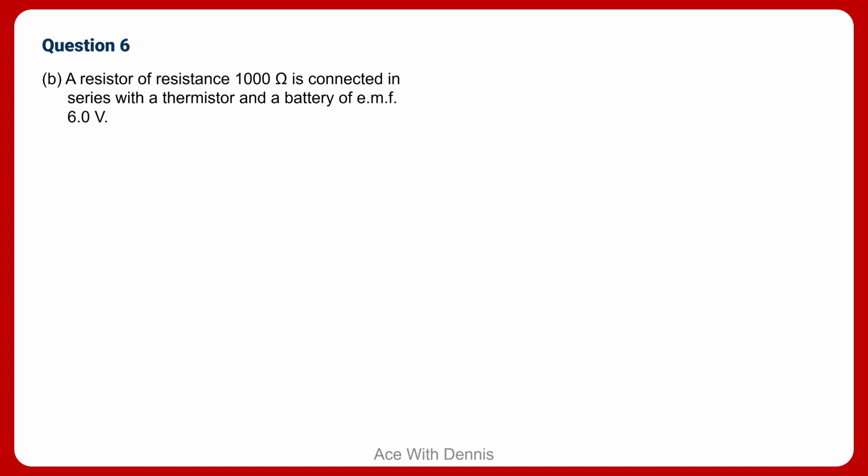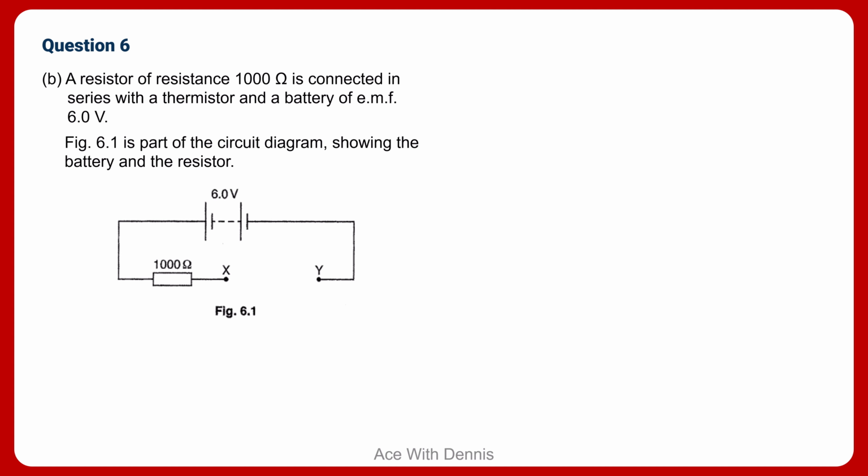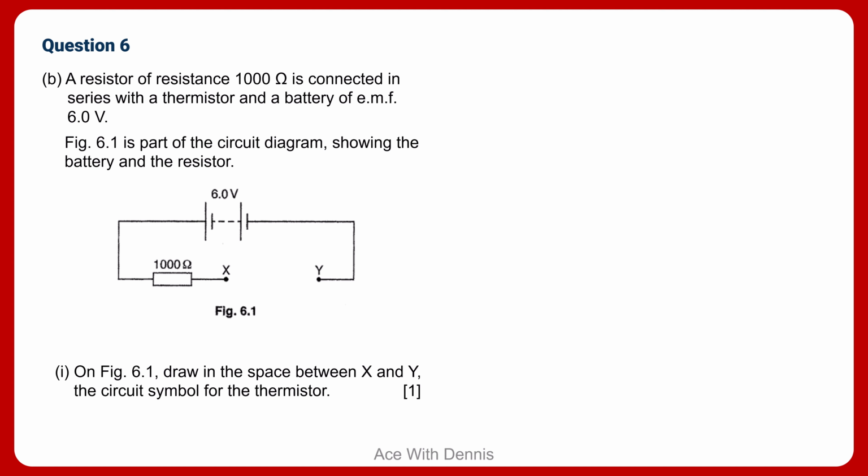B. A resistor of resistance 1000 ohms is connected in series with a thermistor and a battery of EMF 6.0 volts. Figure 6.1 is part of the circuit diagram showing the battery and the resistor. Part 1. On figure 6.1, draw in the space between X and Y the circuit symbol for the thermistor. 1 mark. Okay, so for this question, just need to draw the symbol of a thermistor between the two spaces X and Y.